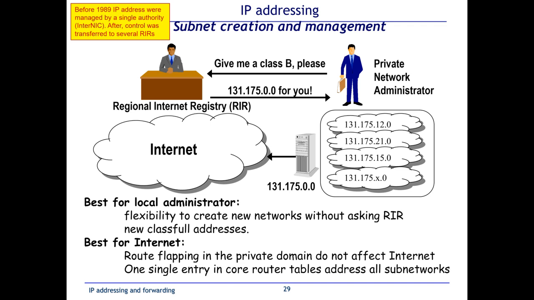Not only do we not have to declare anything to the regional internet registry, but the administrator will not declare anything also to the rest of the internet. So this subdivision is only internal. When a packet has to reach a destination that is in this network, for example, 131.175.0.0, which is a /16 network, in the rest of the internet it will be sufficient to know that the destination network is this one, the big one. It doesn't matter what is the particular subnet that destination belongs to.